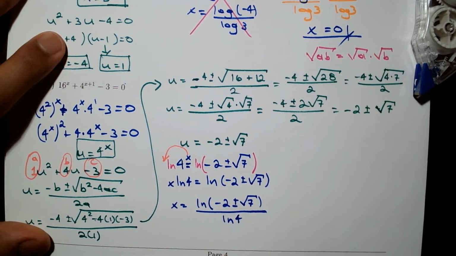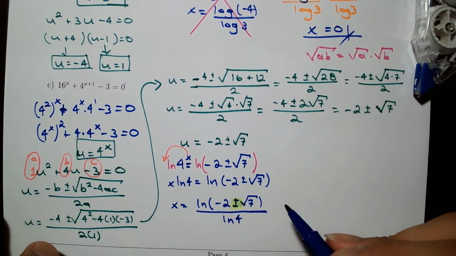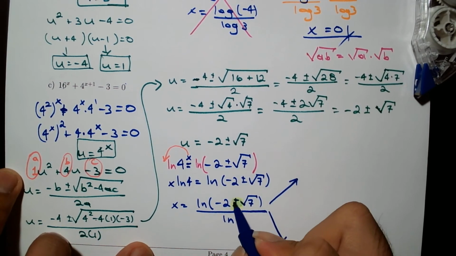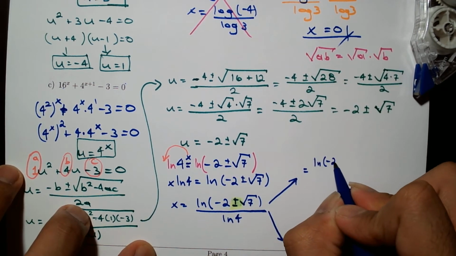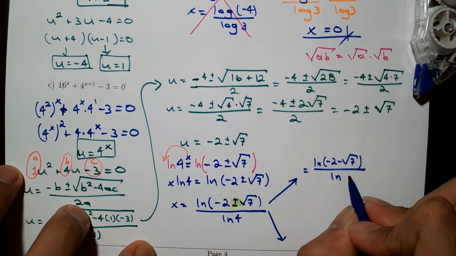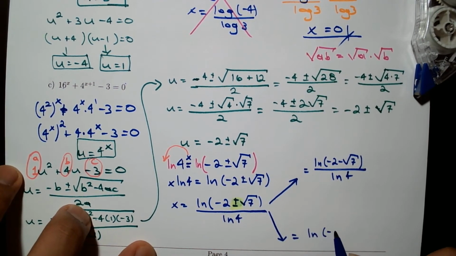All right, so this is almost the final answer. We're almost there. The thing is, only one of these will be the answer. Notice that this plus minus here will give rise to two different solutions, one negative and one positive. So we're going to take ln of negative 2 minus root of 7 divided by ln of 4. On the other hand, we have the one with the positive, ln of negative 2 plus root of 7.